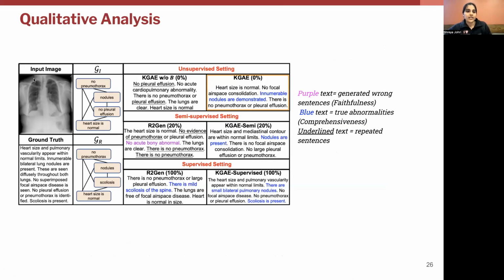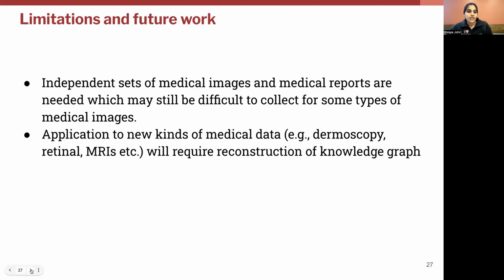And then finally, they do some qualitative analysis just to look at the actual reports that are generated. Purple is basically bad, it's a generated wrong sentence. Blue is good because it's capturing the true abnormalities, and the underlined text is a repeated sentence. They see that the original unsupervised KGAE, at least in this example, has no purple, so it's not generating wrong sentences, and it's able to find some true abnormalities, which is good. They also do comparisons in the semi-supervised and supervised settings, which also indicate the superiority of the KGAE method.